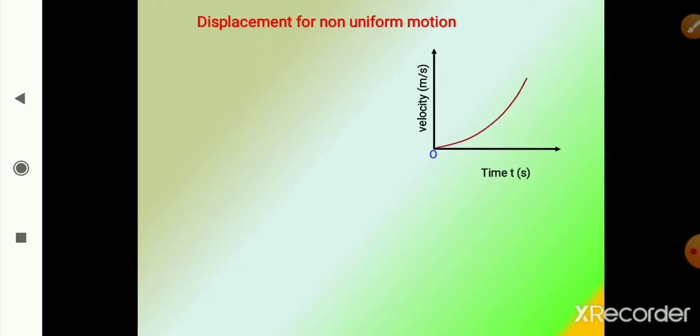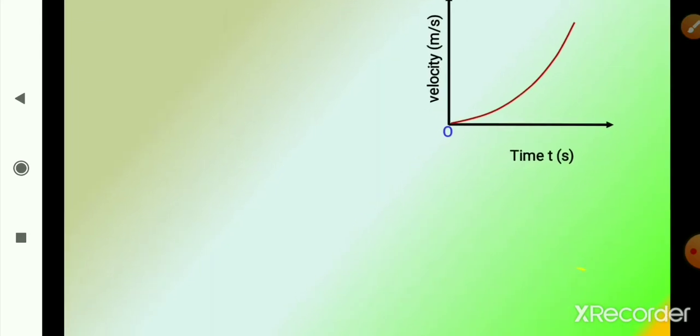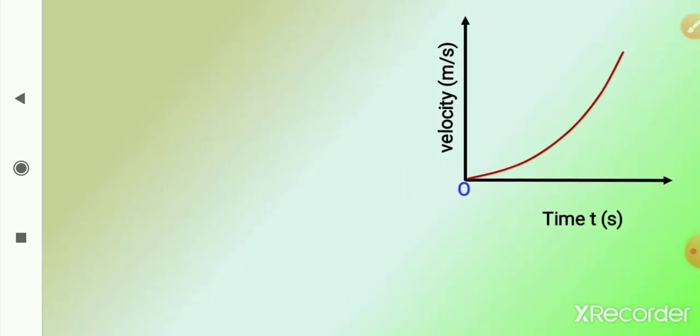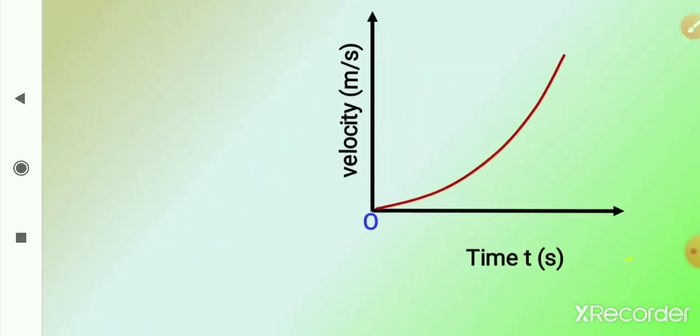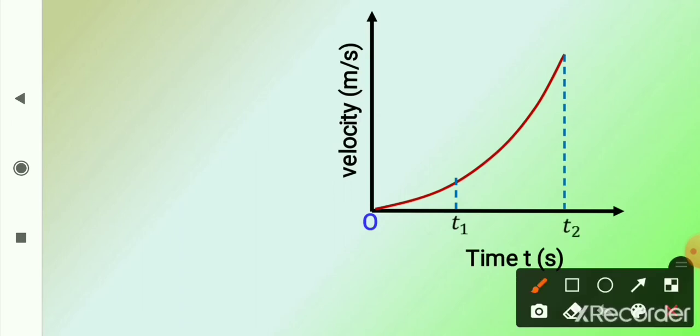Now let us see how we generalize it. That was a very specific case. अब हम इसको generalize करेंगे. So displacement for a non-uniform motion. Say here. Rectangle का area निकालना easy था. अब यहाँ पर कैसे करना है? So let us consider two cases. We want to find out displacement between time t1 and t2. ये displacement हमें निकालना है.